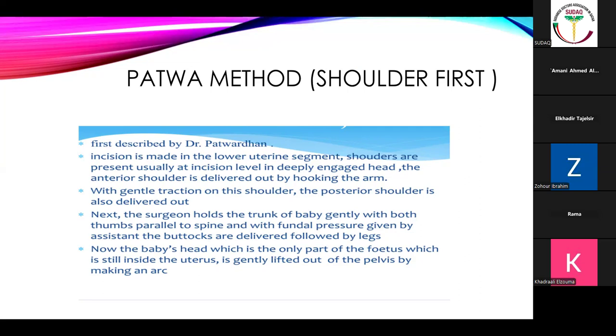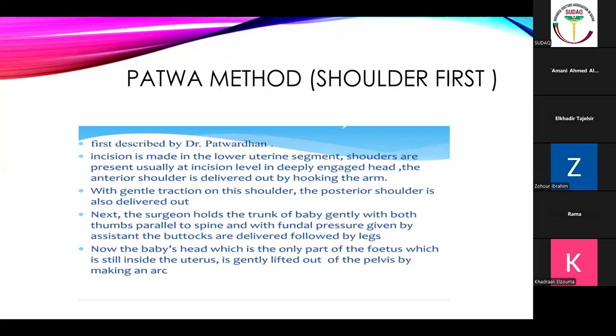Next, the surgeon holds the trunk of the baby gently with both thumbs parallel to the spine, and with fundal pressure given by the assistant, the buttocks are delivered followed by the legs. Now the baby's head, which is the only part of the fetus still inside the uterus, is gently lifted out of the pelvis by making an arc. So here it's like delivering in shoulder dystocia, but opposite. You deliver the anterior shoulder first, you rotate, and bring out the anterior shoulder.